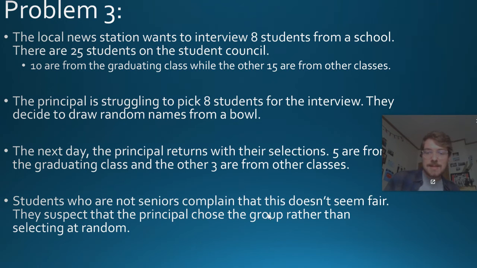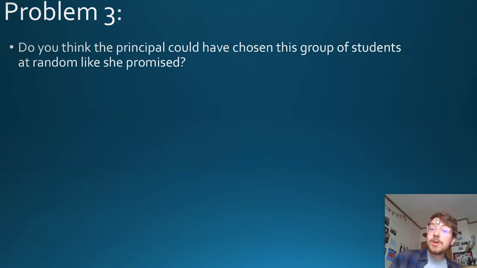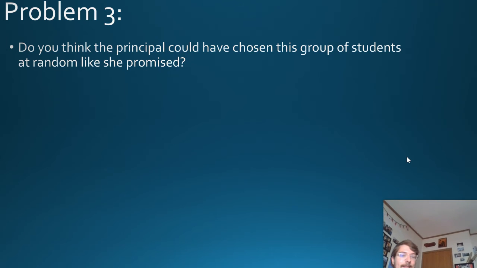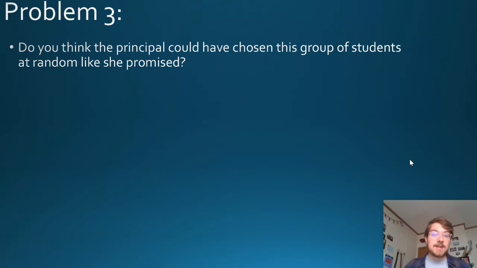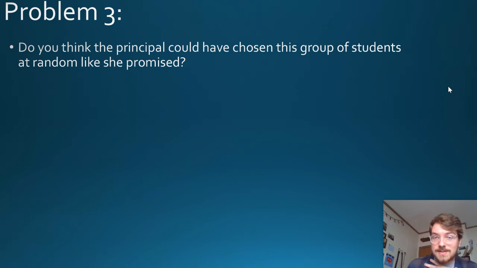But I want to delve into this a little bit. I want to ask, do we think that the principal could have chosen the group of students at random like she promised? So, you know, did she get these weird numbers by chance? And the only way to figure that out, like we learned in problem 2, is that if we get weird results like this, let's do some more tests of our own. Let's see, is this actually a common thing that happens to get results like this? Because it seems weird, right? So I went ahead and did some for you.